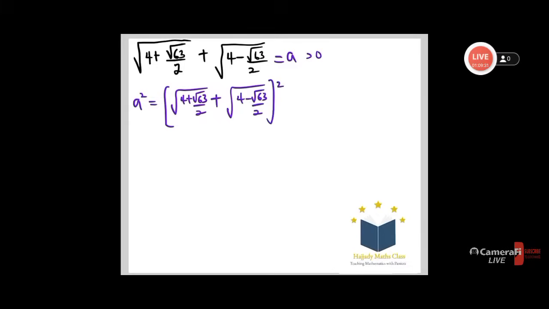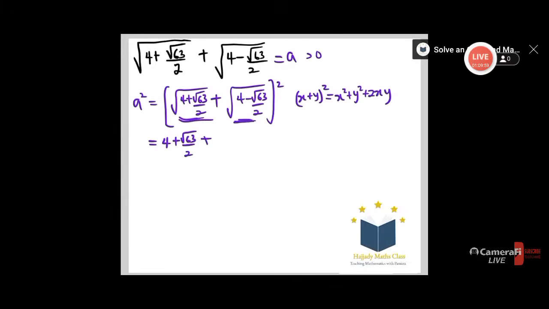And don't forget that when you have x plus y all squared, it's the same thing as saying x squared plus y squared plus 2xy. So I'm going to assume this is my x while this is my y. Using the same approach, squaring this is going to take away the square root. So I'm going to have 4 plus root 63 over 2. Squaring this is going to take away the square root, which is going to stand for my y, 4 minus root 63 over 2, plus 2 times x times y, putting it in brackets.